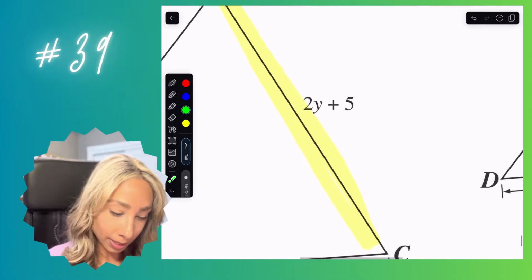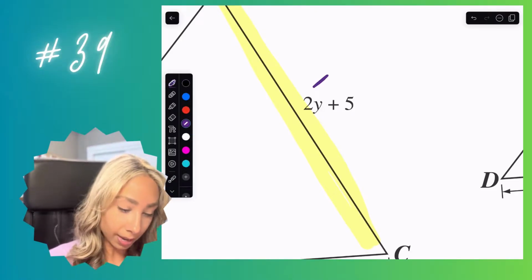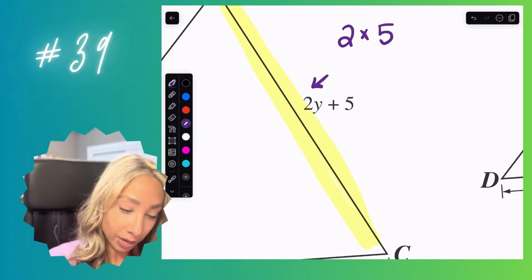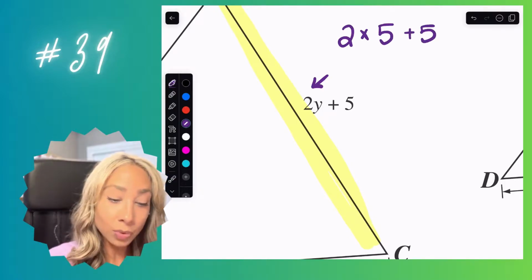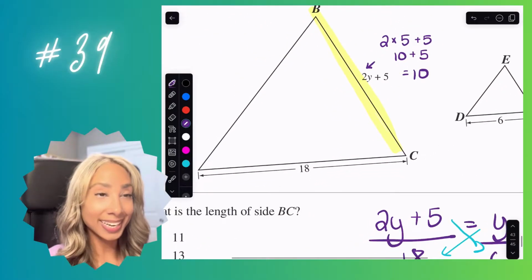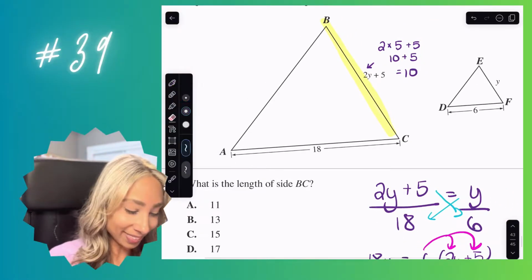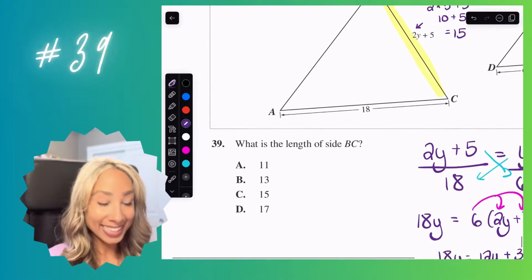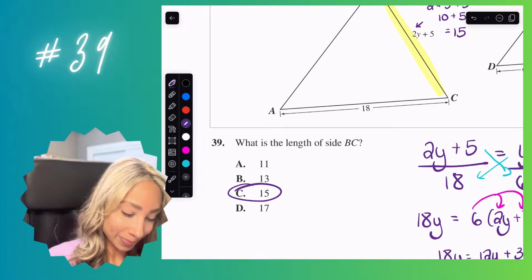Well, BC is equal to 2y plus 5. Well, we know that 2 times y, which we now figured out is 5, plus 5. So now we can calculate that together, and that gives us 10. So the length of BC in this case, that gives us 50. So the length of BC in this case is going to be 50.